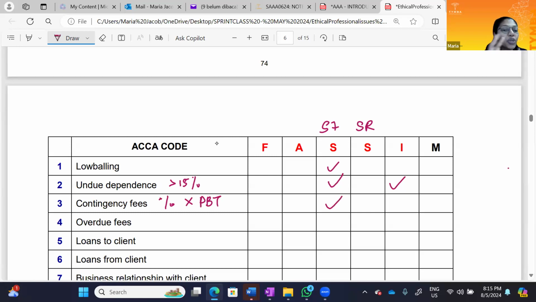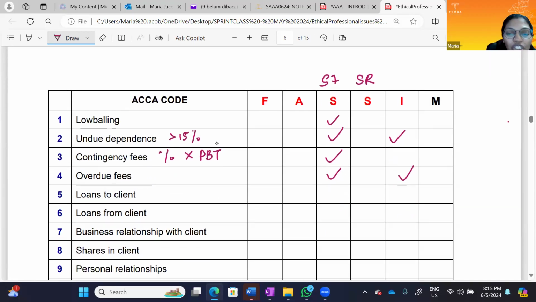Overdue fee means you haven't collected fee from them. Again, this is going to create a self-interest threat and also an intimidation threat. If you have overdue fee, which means you have already done your audit and they still haven't paid you, overdue fee is going to be a self-interest and intimidation threat.